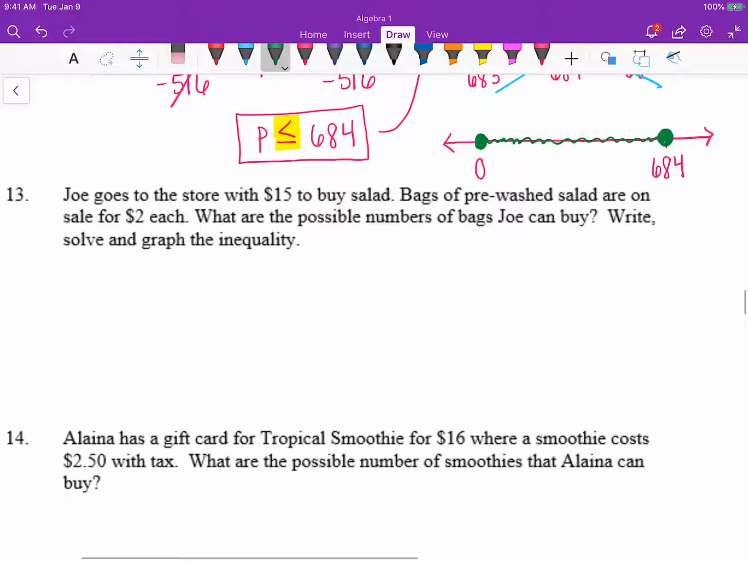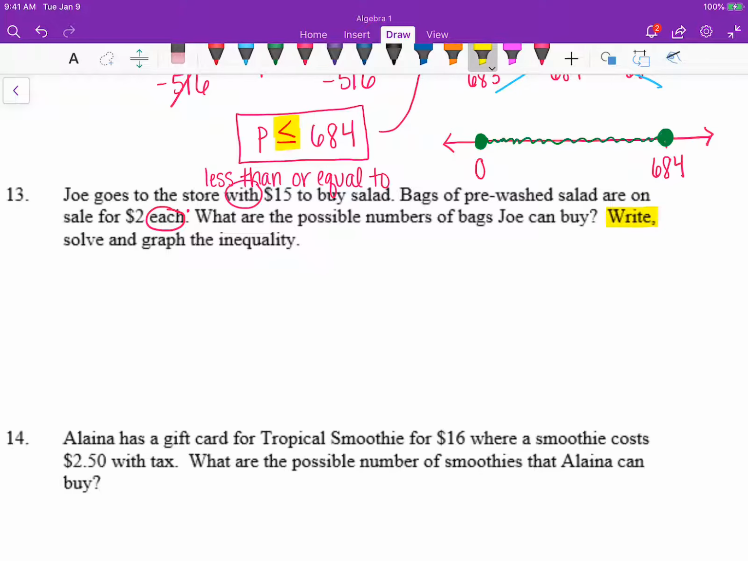If you look at the next problem, it says that Joe goes to the store with $15 to buy salad. Bags of pre-washed salad are on sale for $2 each. So he only has $15. Okay, if he only has $15, then I can't spend more than $15. So I need to stay less than or equal to. And then the bags of pre-washed salad are on sale for $2 each. Each was a word that we had focused on before because it means multiply. So we want to know the possible numbers of bags that Joe can buy for his salad.